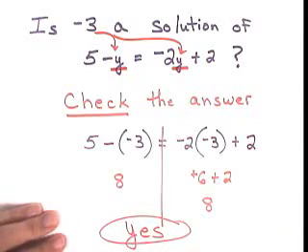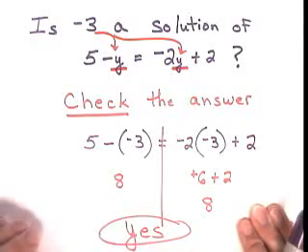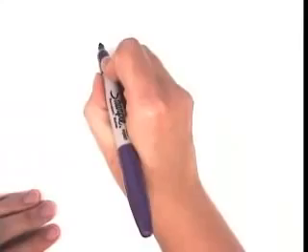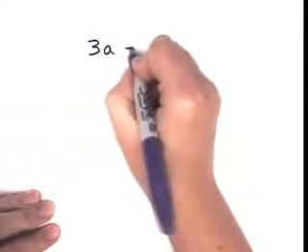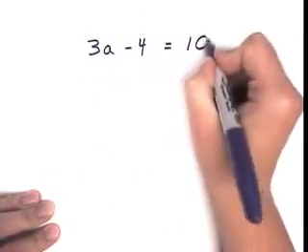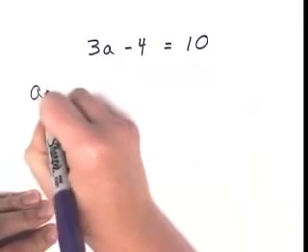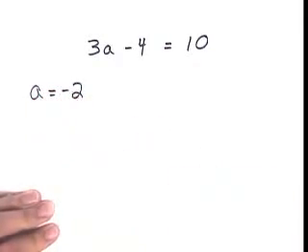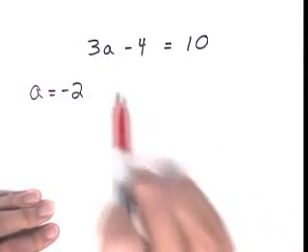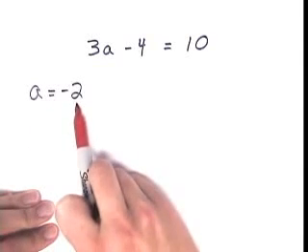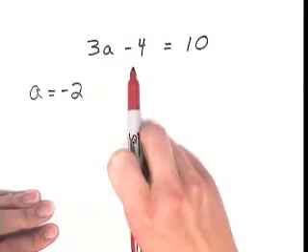Let's look at what would happen if I do not get the same value on both sides. This time let's check the equation 3a minus 4 equals 10. And someone said, hey, I thought in this equation the solution would be negative 2. So if your friend had this equation and they got this for an answer, you could check to see whether or not they were correct. Or they could have asked, is negative 2 a solution of this equation?